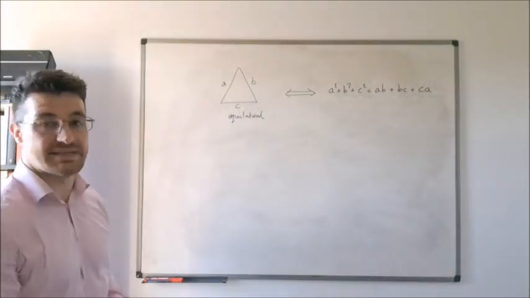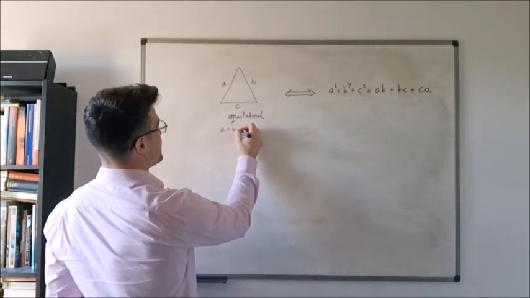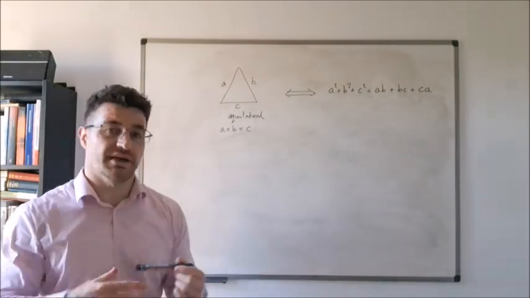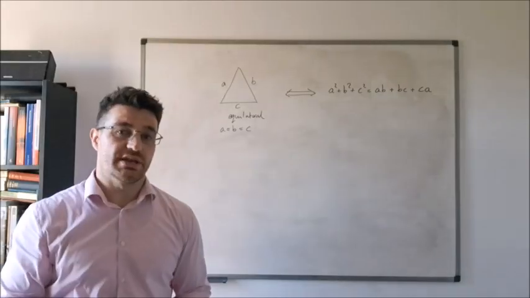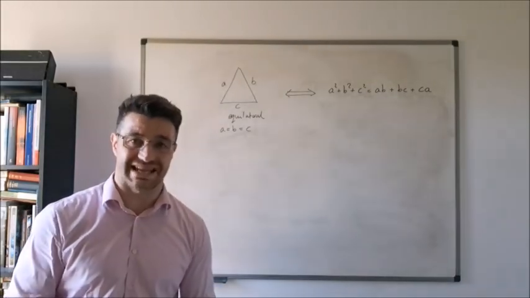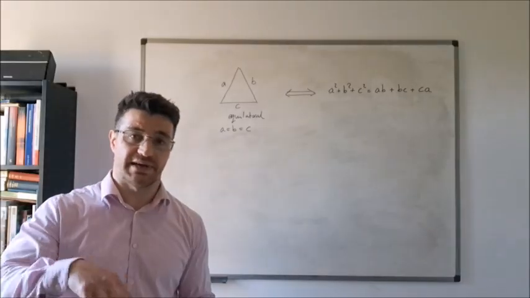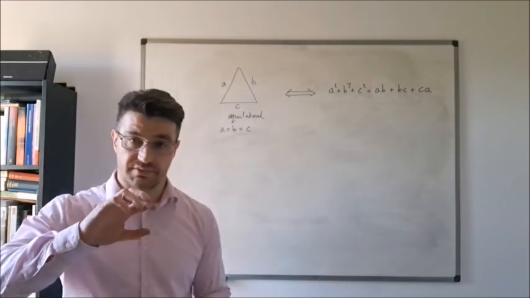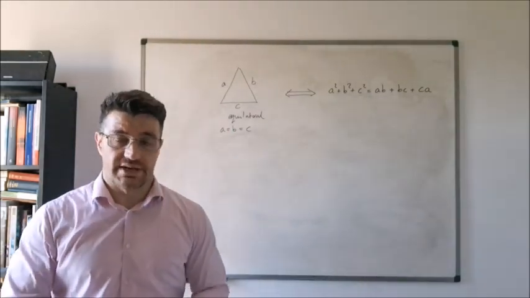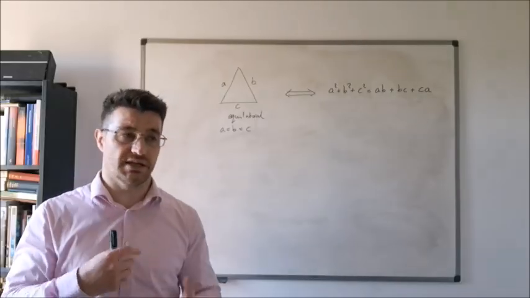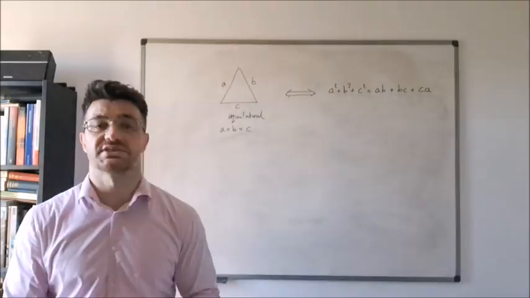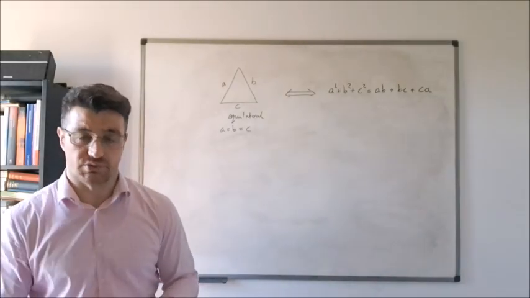Okay, so if this triangle is equilateral, then clearly A is equal to B is equal to C. That's what it means for a triangle to be an equilateral triangle. And by the way, it's really important when you come to solve problems that you first and foremost understand the information that you've been given as part of the statement of the problem. So if you're told that the triangle is an equilateral triangle, you need to be able to pick out certain properties of equilateral triangles.